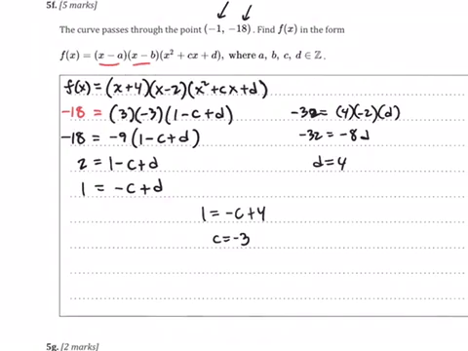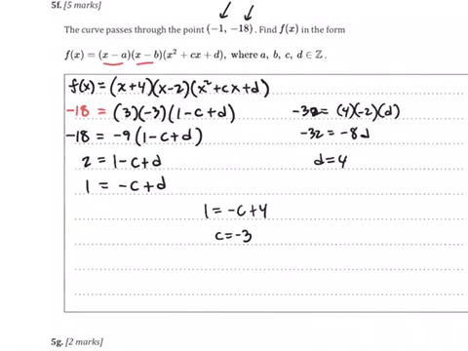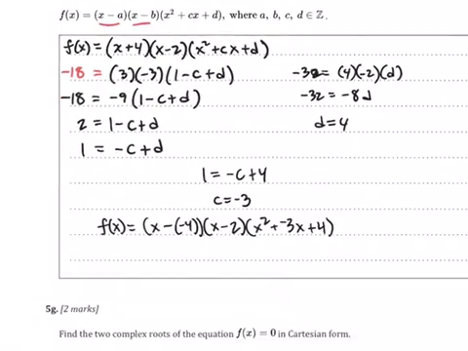Awesome. So we're going to find f of x in this form. So f of x will equal x minus a negative 4, x minus 2. Notice how I'm putting it in the form that they want. x squared minus 3x plus 4. And there is the equation for f of x. Let's look at part G.